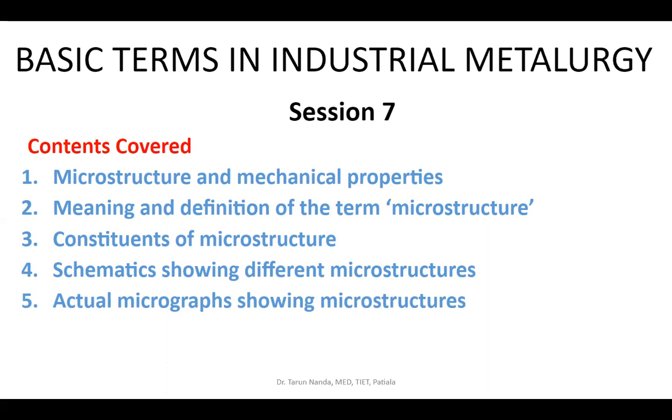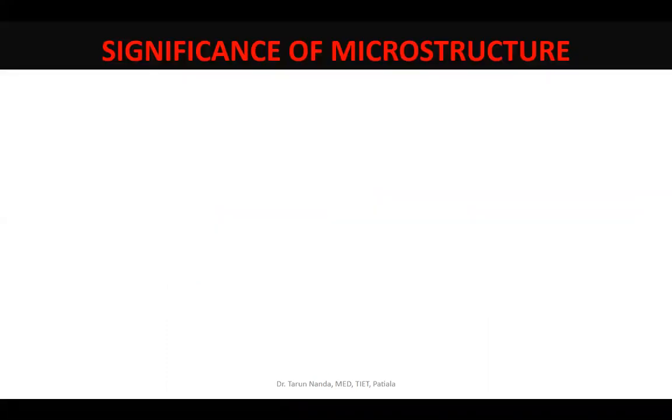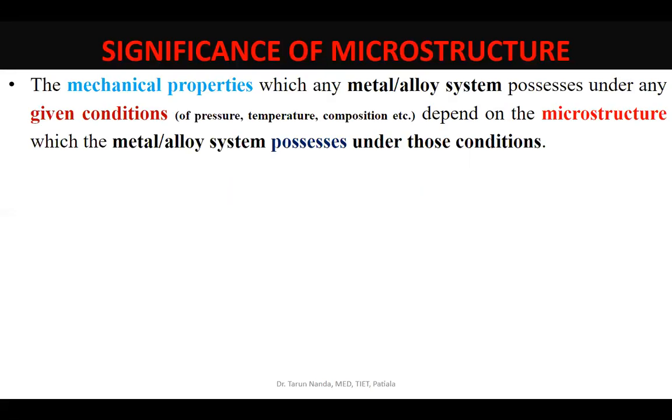Very interesting topic: the meaning of microstructure and its relation with the mechanical properties of a metal or an alloy system. One thing we must understand is that if under some conditions of composition, temperature, pressure, whatsoever, a metal or an alloy system is showing some mechanical properties, it is showing those properties because it has some specific, peculiar microstructure present in it under those conditions.